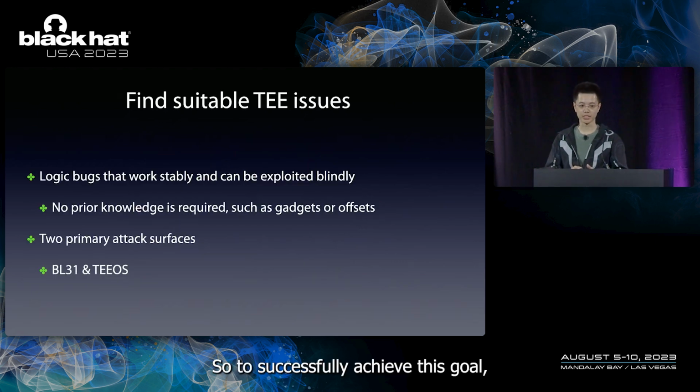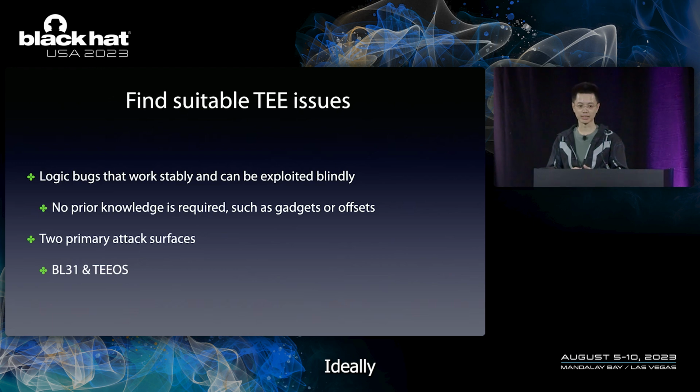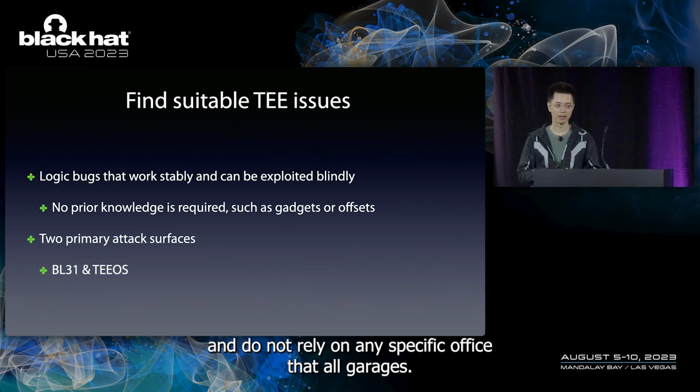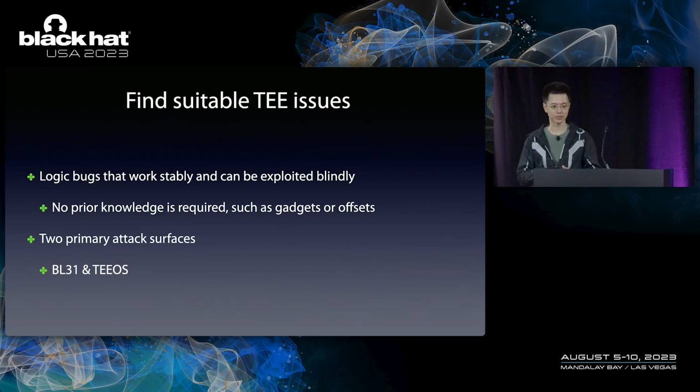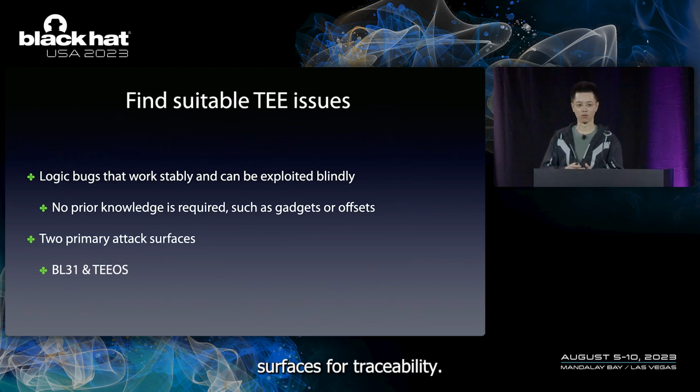So to successfully achieve this goal, the vulnerability we are going to discover should be of very high quality. Ideally, there should be logic bugs that can work consistently across different versions and do not rely on any specific offsets or gadgets. And there are 2 primary attack surfaces for Trustzone or TEE, that is BL31 and TEEOS.